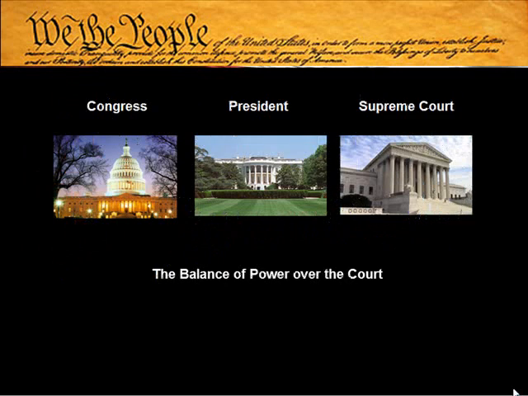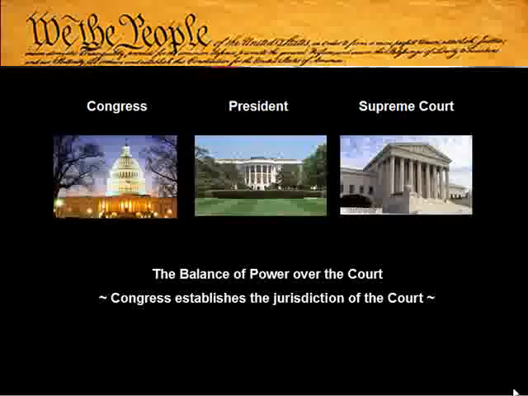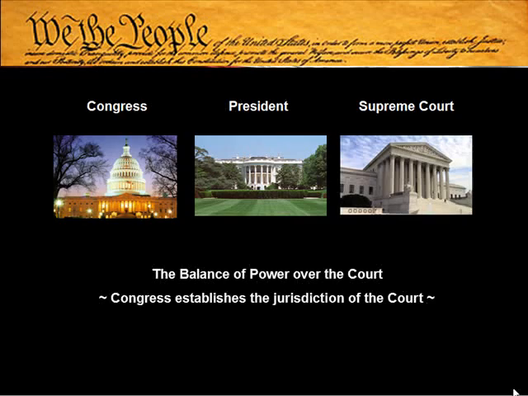The balance of power over the court, interestingly enough, is that Congress actually has the responsibility for establishing the jurisdiction of the court. They can limit what the court can actually rule on, and then Congress also has the power to impeach judges when Congress feels like they're operating outside of constitutional bounds.